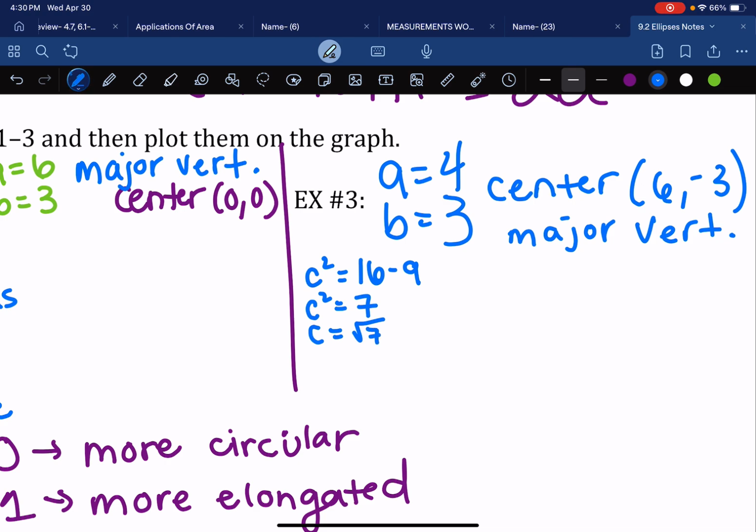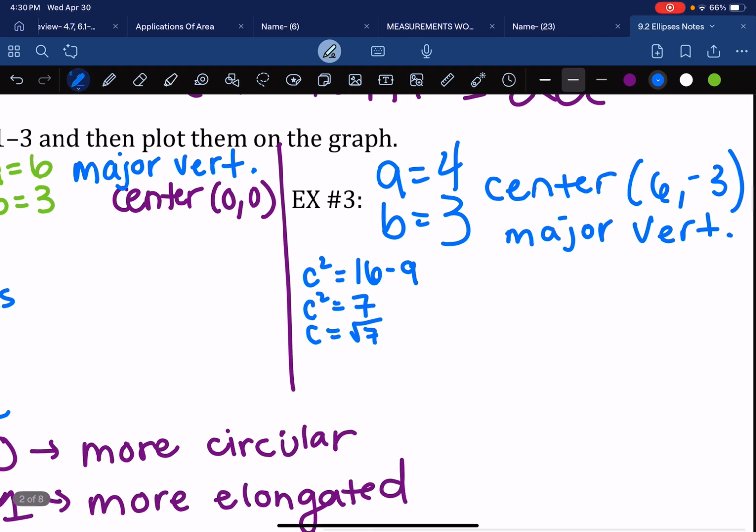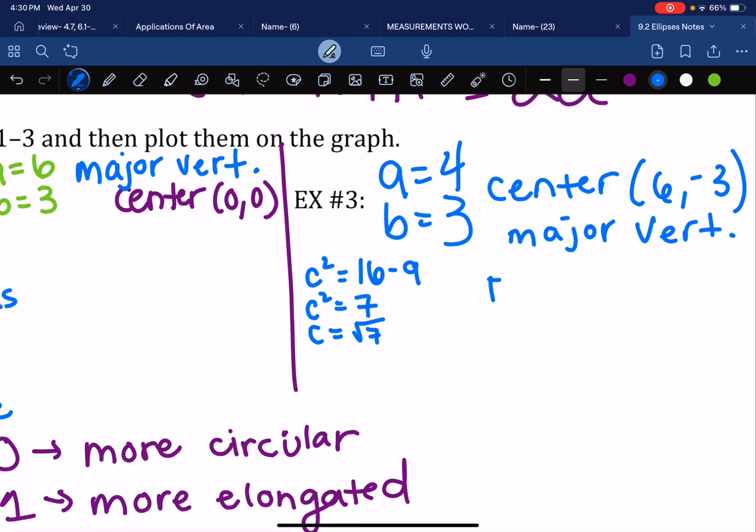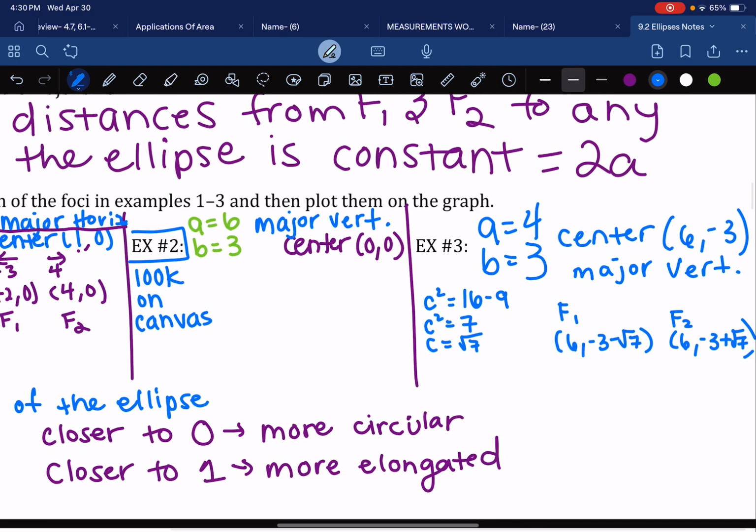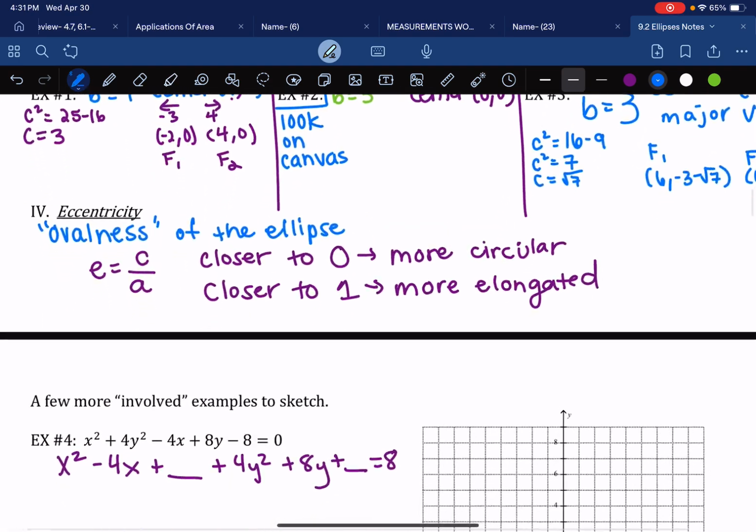Okay. So that means that my x value stays the same for my first focus, and my y value we subtract. So I'm just going to say -3 minus root 7. There's no way to simplify that. Focus 2, 6, and then -3 plus root 7. Okay? If you would like the answer to example 2, you can look on Canvas.